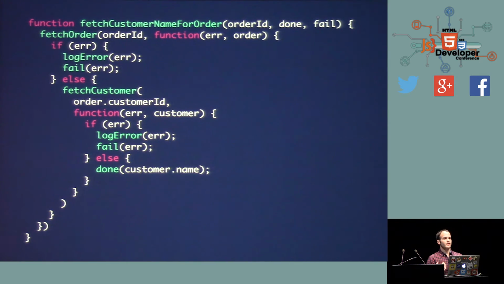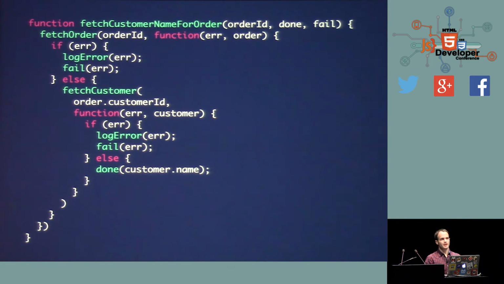So then inside that, I call this fetch order function, which is asynchronous, passing in the order ID and another callback. And that callback is one of the error-first callbacks where the first parameter is an error, and if it's supplied, we know there was an error. And the second one's the order that we tried to fetch. So we check the error, we log it, we then call the fail callback with it. If there was no error, then we can proceed with calling this fetch customer function. And we pass in the customer ID.